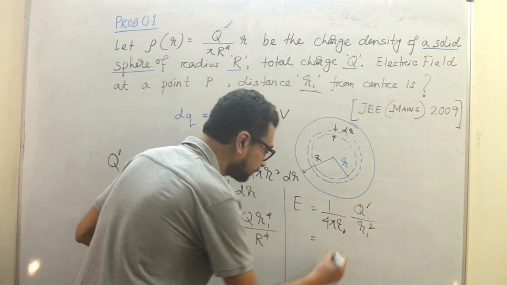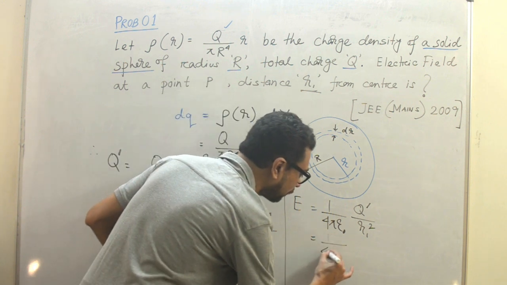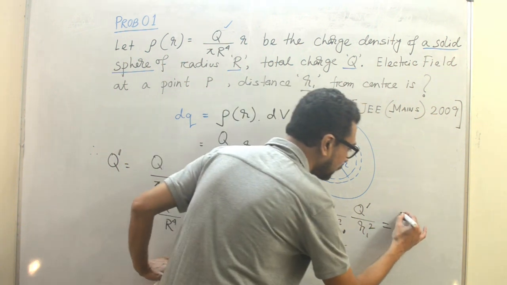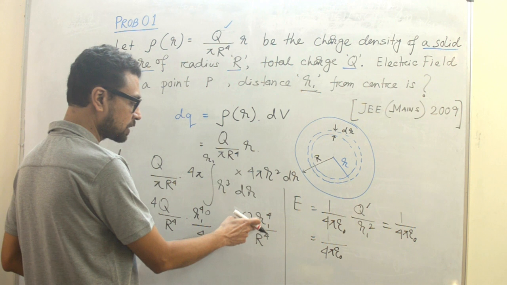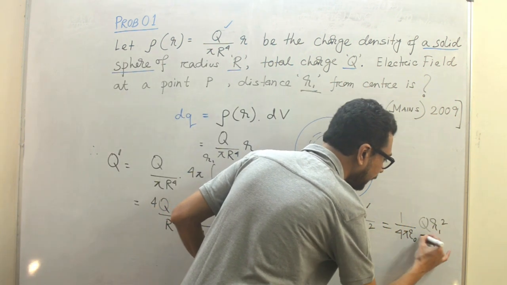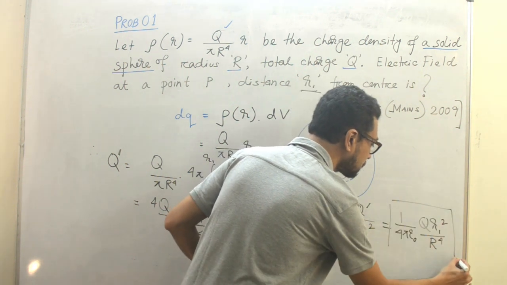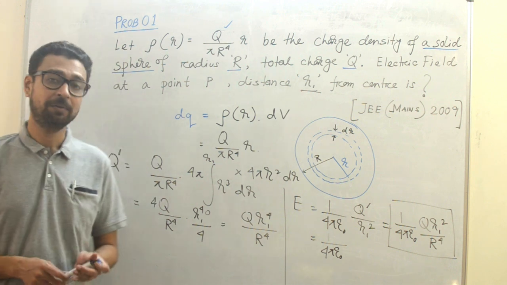So what I'm getting finally, you can easily understand, it is 1 by 4 pi epsilon naught, and then you can see here it is capital Q times small r1 square by capital R to the power 4. So this is the correct answer for the electric field. This is the way we can solve this.